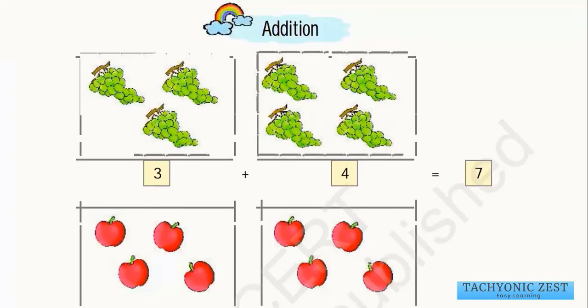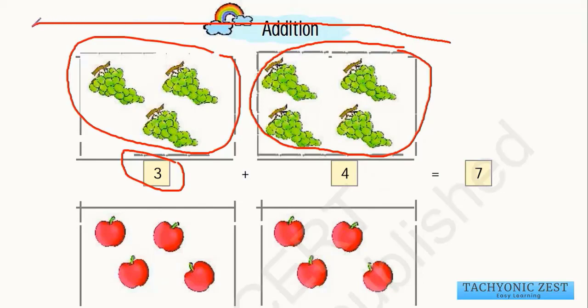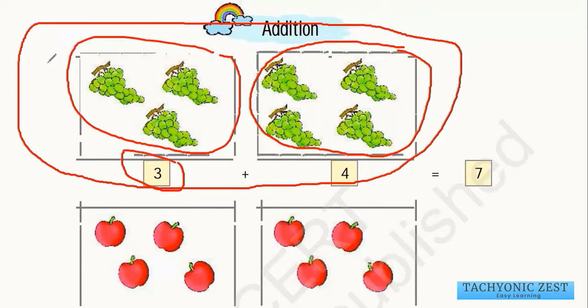So at first we had 3 grapes in this picture, 1, 2, 3, and then we added few more grapes. How many grapes we added? 1, 2, 3, 4. So we added 4 more grapes. So how many total number of grapes we have now? In order to find out the total number of grapes we have to count all the grapes that are there in this picture. If we add 3 and 4, we get 1, 2, 3, 4, 5, 6, 7. So the total number of grapes we get is 7.